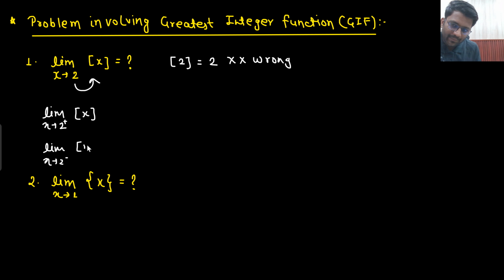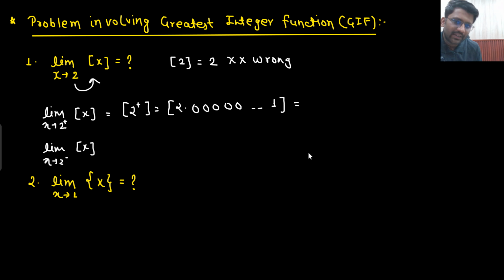Left hand limit and right hand limit, both I need to find out. So when I put 2 plus, that means the value is somewhat greater than 2. So what will this greatest integer function do? It will take just the integer below.